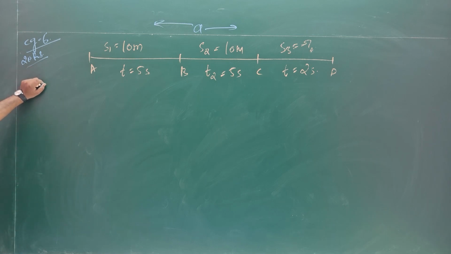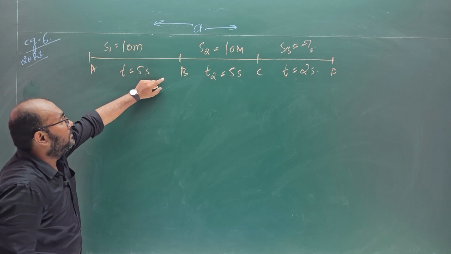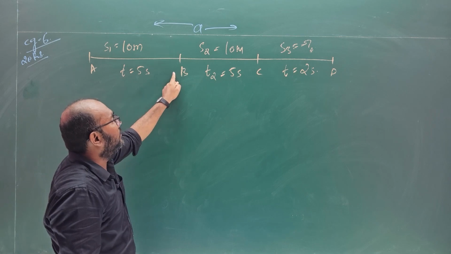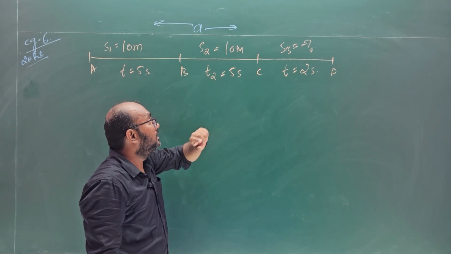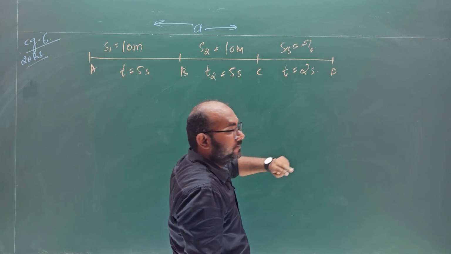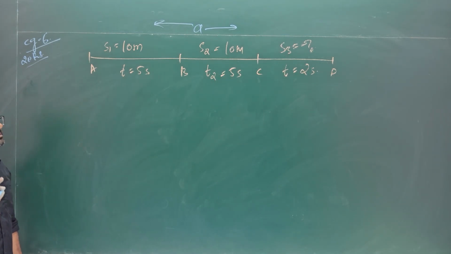Now listen to me. Those who have done correctly, okay, and those who haven't got the answer, listen to me. First A to B. So S1 is nothing but ut plus half at square. Do you have the value of u? No. Let us find that first. Can I say that the final velocity of journey AB is the initial velocity for BC? Can I also say that the final velocity of BC is the initial velocity for CD? We will use this method only.